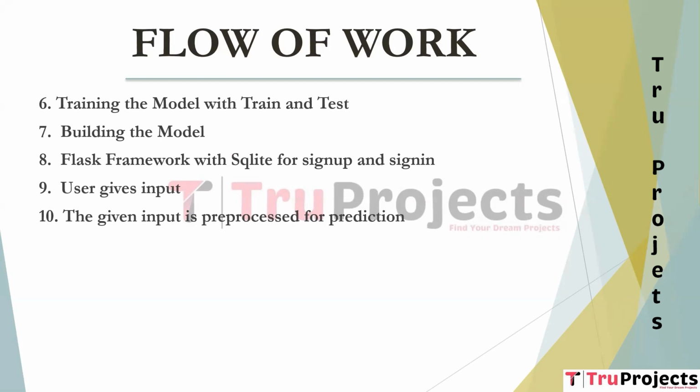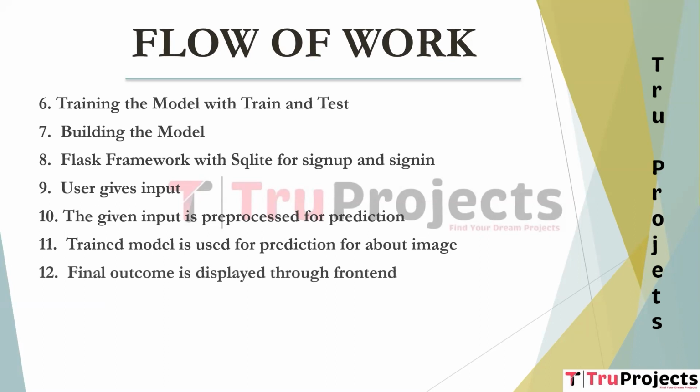This involves data transformation and formatting to align with the model's requirements. The trained model is used for prediction about the image. The trained machine learning model is employed to predict information about the provided image. Specifically, it is diabetic retinopathy severity classification. The final outcome is displayed through the front-end. The results of the prediction, such as severity classification of diabetic retinopathy, are displayed to the user through the web application's front-end, providing valuable information and insights based on the input image.